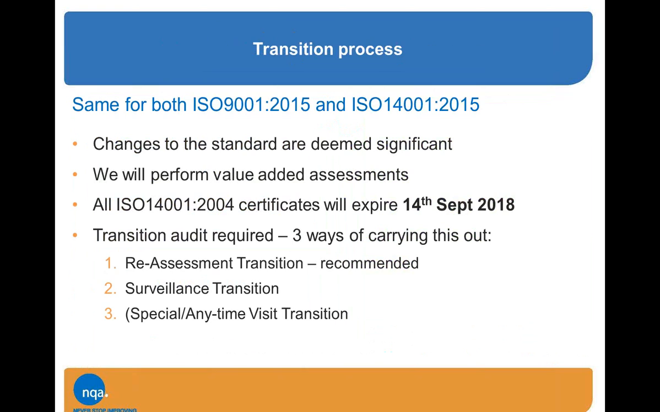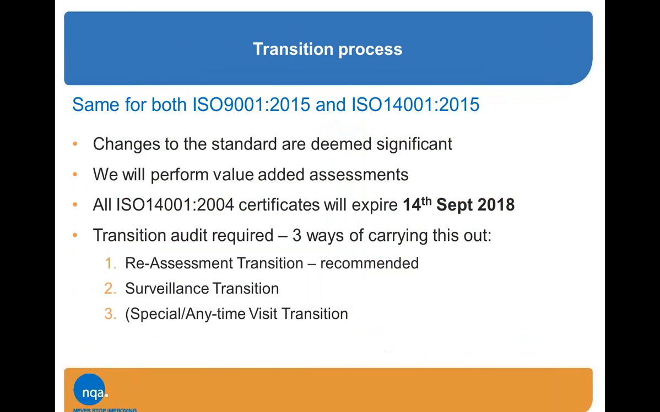As I stressed right at the start, all old 14001 certificates, 2004 certificates, will expire on the 14th of September 2018. So we are now almost exactly halfway through the 3-year transition. We have only a small number of our clients actually transitioned at the moment. I won't say the exact figure, but it's less than a third. What's concerning us a little bit is that everybody's leaving it to the last minute, and people are sitting there thinking, oh, September 2018, that's a long way off. We don't have to worry about that just yet.